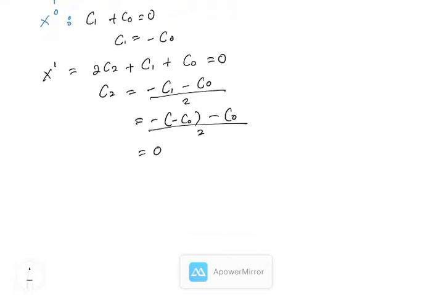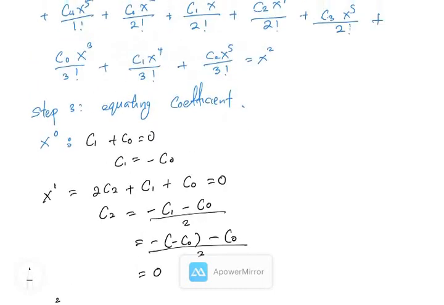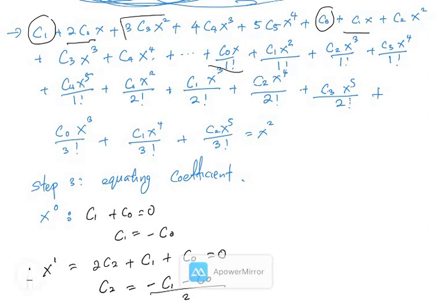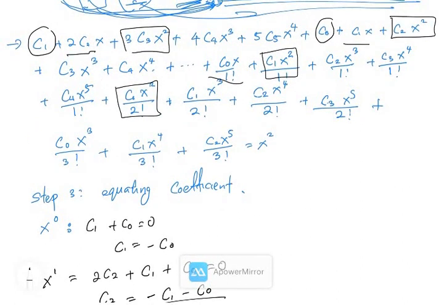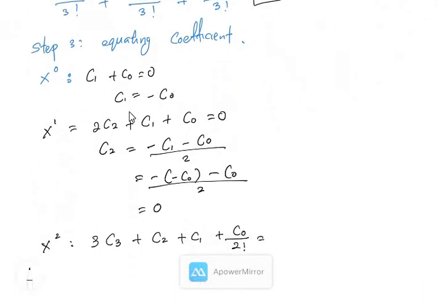Now you're equating the x power of 2. Okay, for x power of 2, you have this one, also this one, and this one as well, this one too. Okay. So now you have 3c3 plus c2 plus c1 plus c0 divided by 2 factorial equal to what? Okay, here you have value 1. Okay, 3 plus c0 plus c1 divided by 1 factorial and plus with c0 divided by 2 factorial. That's what I written here, equal to 1.